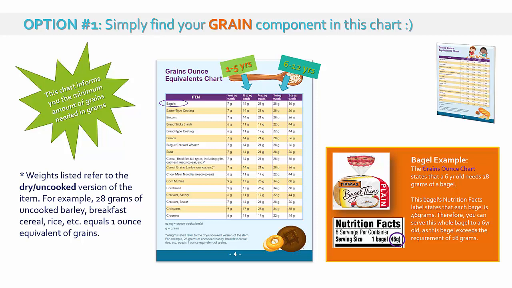So let's do the bagel example in more detail. The grain to ounce chart states that a 6-year-old needs 28 grams of a bagel. This bagel nutrition facts label states that each bagel is 46 grams. Therefore, you can serve this whole bagel to a 6-year-old, as this bagel exceeds the requirement of 28 grams. Okay.